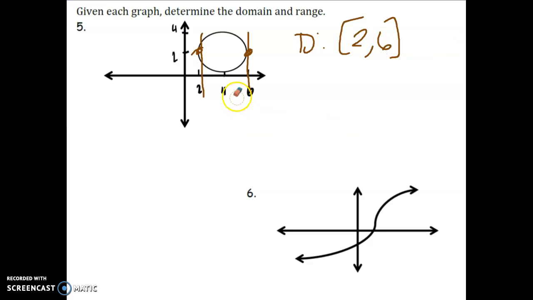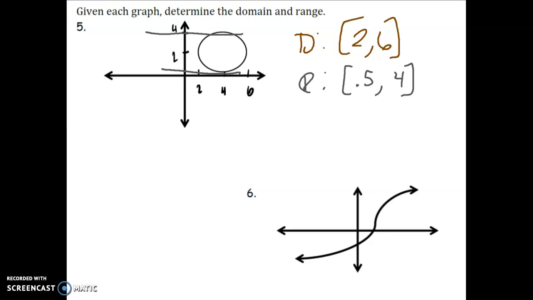All right, now let's do the same thing, but let's look at range. So range is your y values. And I'm going to put some lines here. That right there, right there. It looks like the bottom of that is maybe at 0.5. So I'm just estimating 0.5. And it's going to go up through 4. All right, so there's my domain and range on that one.